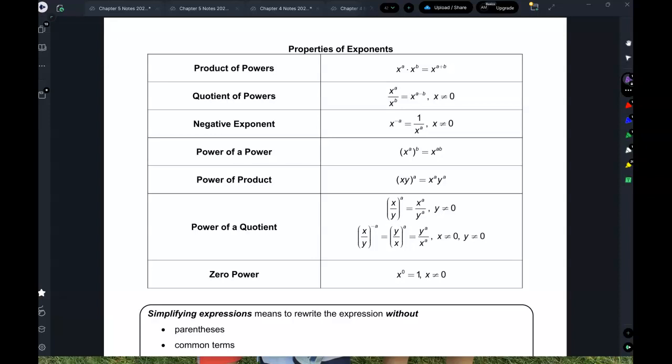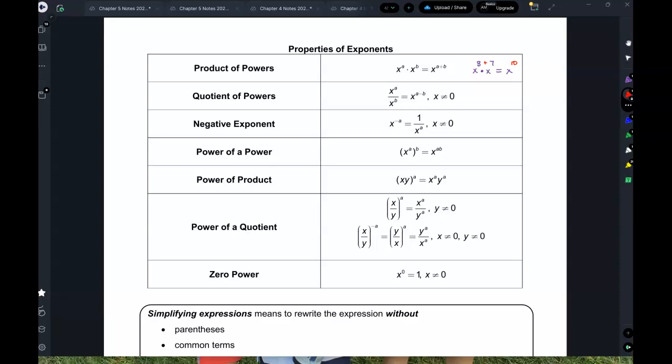All right, so if you have a product of powers, you add the exponents. So x to the a times x to the b, you add them. For example, if I had x cubed times x to the 7, this is going to be x to the 3 plus 7, 10. You add the exponents if you're multiplying powers.